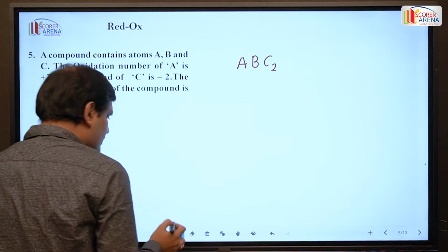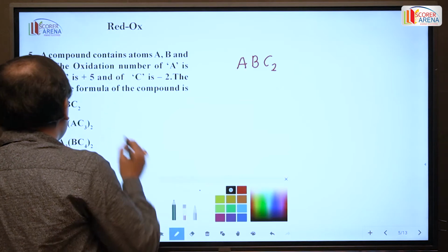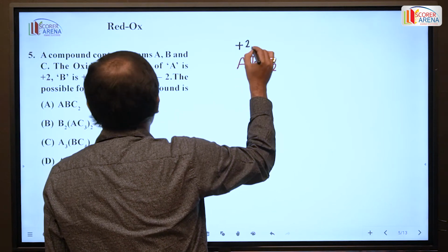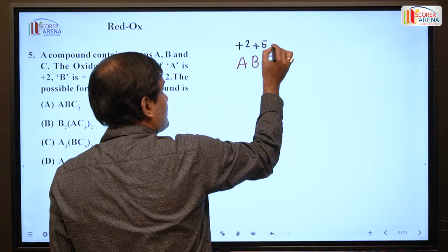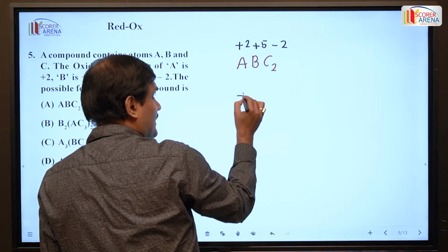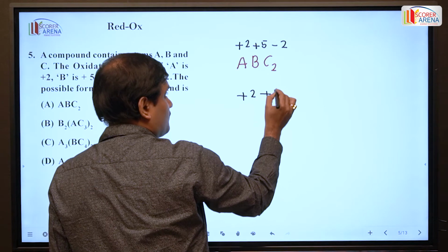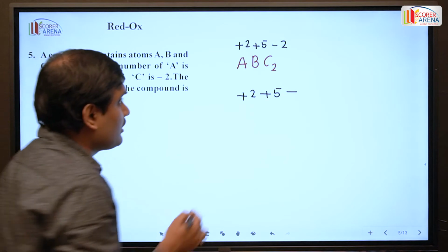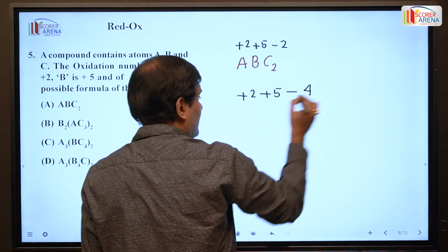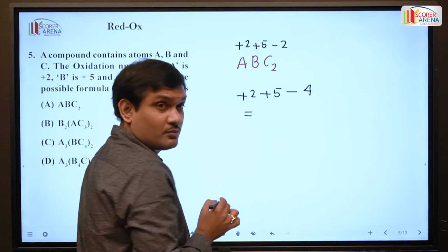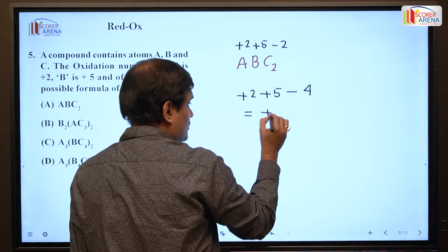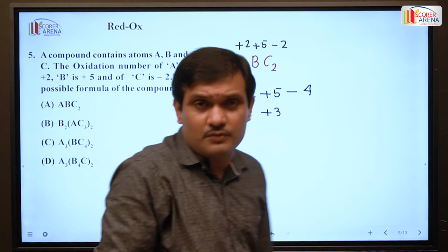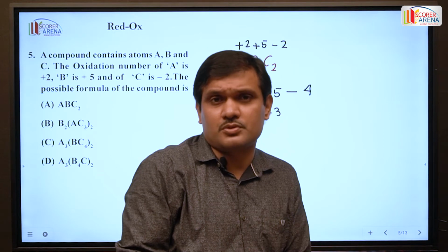Now it is given that A will have oxidation number plus 2, B is plus 5, and C is minus 2. So A is plus 2, B plus 5, and for the oxygen, the element C will be minus 4. So definitely it will have a net charge. We'll find it will have a net charge of plus 3. But ABC2 does not have any charge given, so this will not be the correct option.